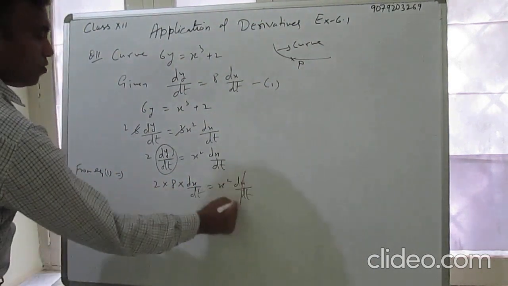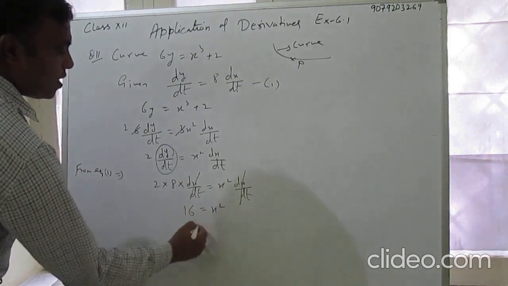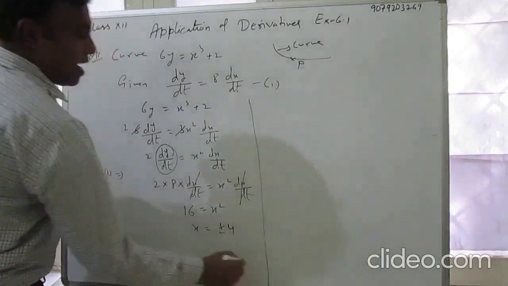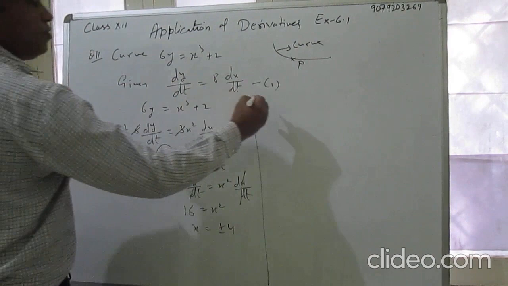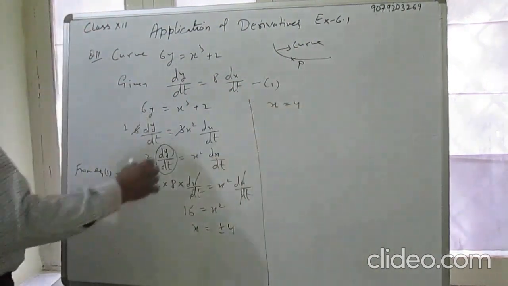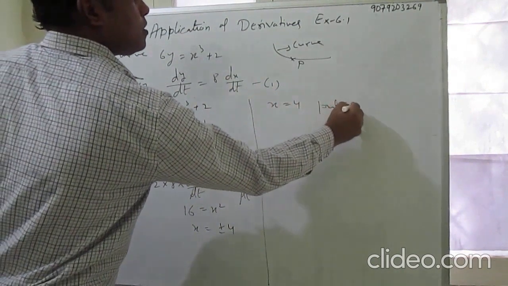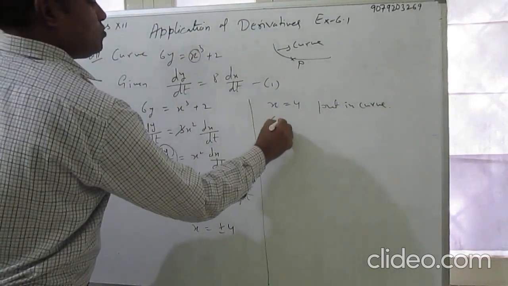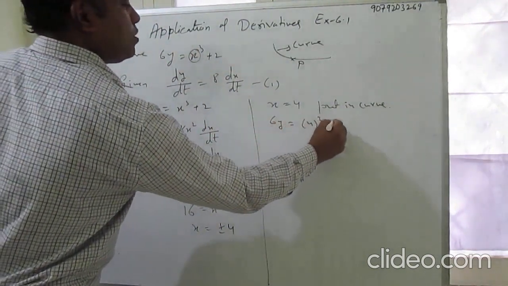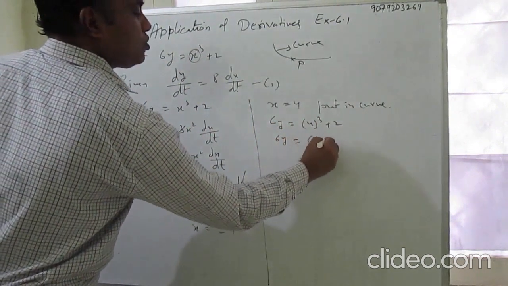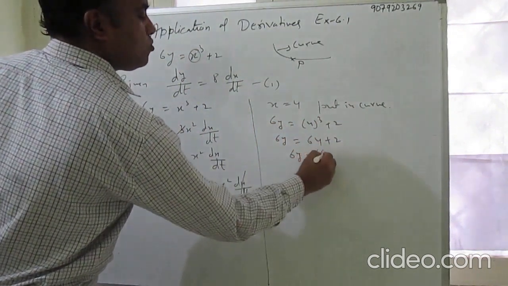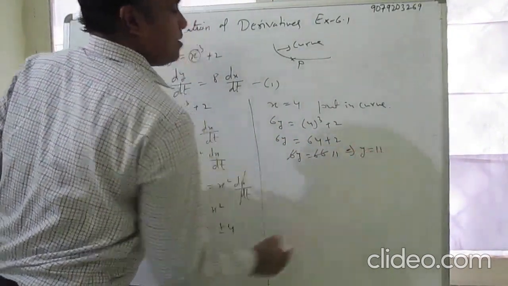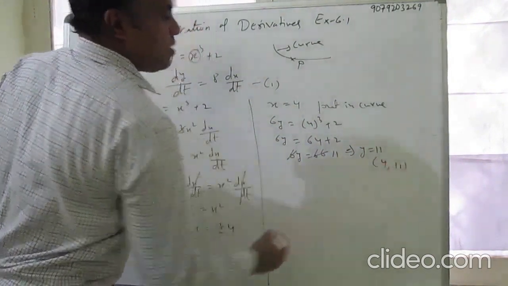This is cancelled out. 16 is equal to x square, x is equal to plus minus 4. I take x is equal to 4 and put it in the curve, and you will get y. Here you can put x. 6y is equal to 4 cube plus 2. 6y is equal to 64 plus 2. 6y is equal to 66. This implies y is equal to 11. It means one point is (4, 11).